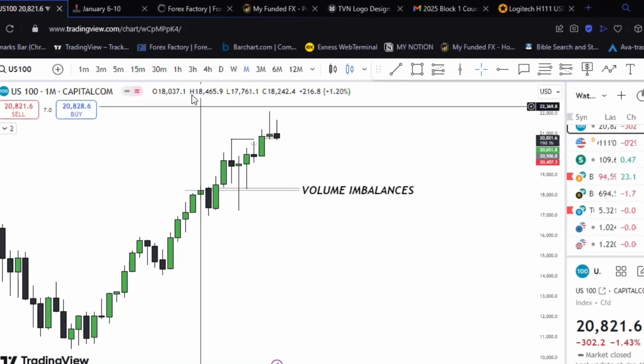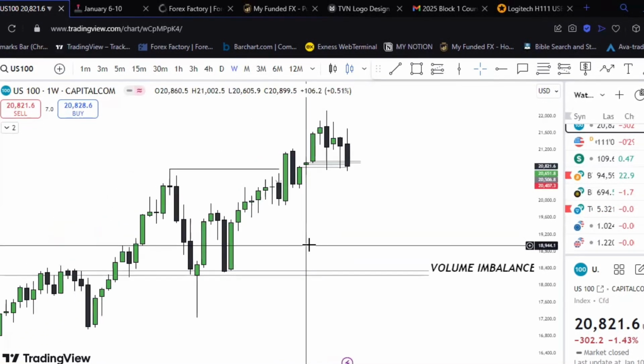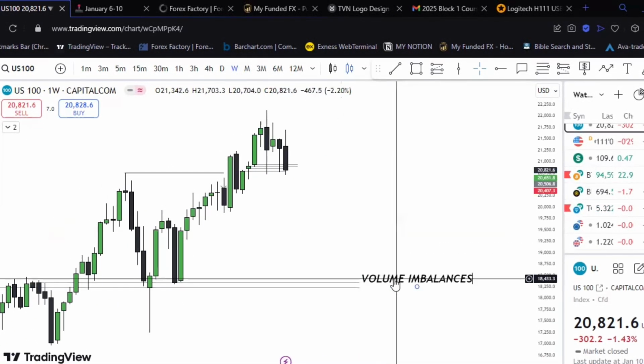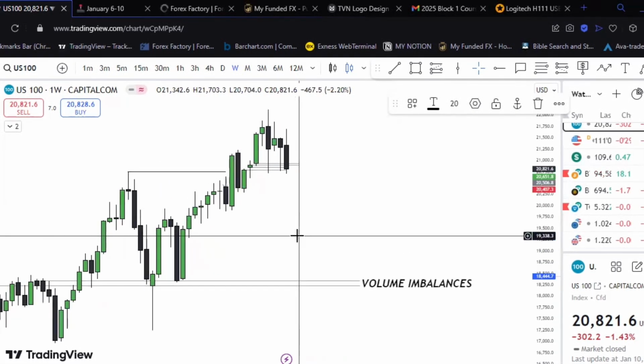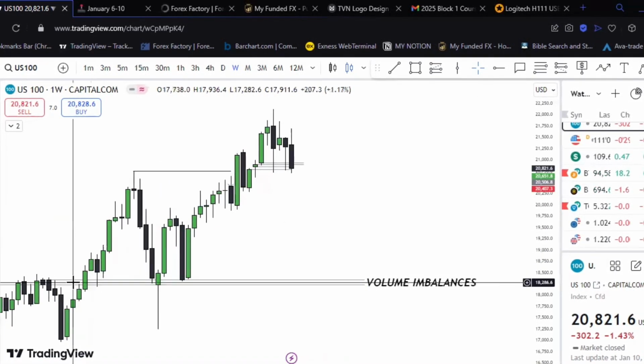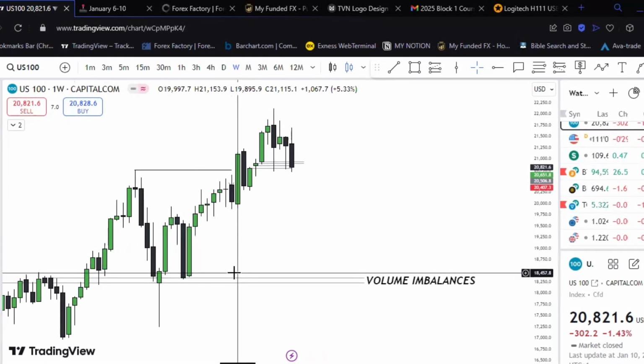Like, these things are draws on liquidity. On our weekly time frame, what are we seeing? We're seeing that volume imbalance here, this is actually it. So it's a level, rather than something you have to completely pin to a particular level. It's an area. Do you get?